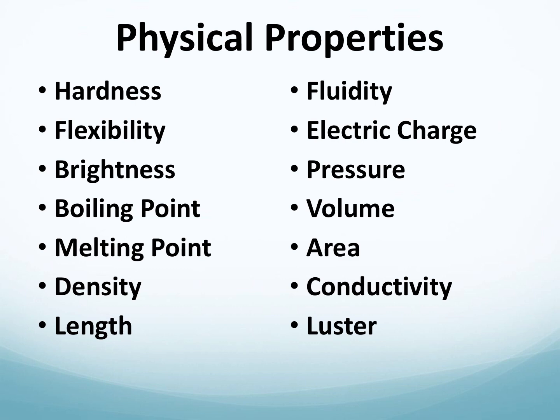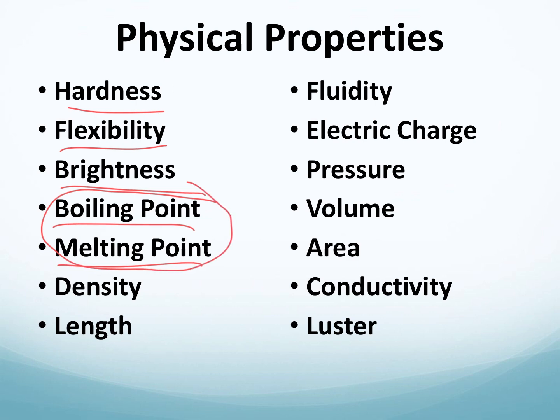And so here are some good examples of physical properties that we see when we're describing substances in chemistry. So how hard something is, the hardness, the flexibility, can I bend it easily, the brightness, if we're looking at the light or a glow or a flame, the boiling point or melting point of a substance. So when we're looking at our different elements and our compounds, the boiling point and melting point can be important physical properties of those substances. Density, so how much matter there is in a given area. The length of something. Fluidity, so how easily it flows when we're looking at liquids and things.